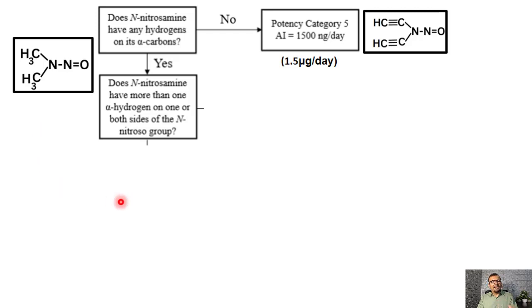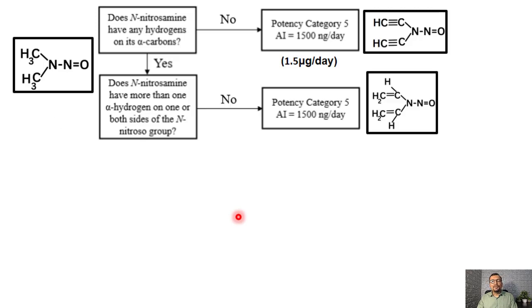In case there is a hydrogen present on the alpha carbon, the next question you have to ask is: does the nitrosamine have more than one alpha hydrogen on one or both sides of the nitroso N group, the nitrogen connected to the nitroso group? So you can easily understand there are more than one hydrogen on both the alpha carbons.